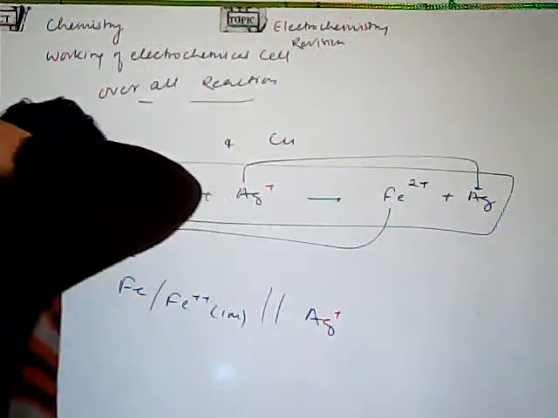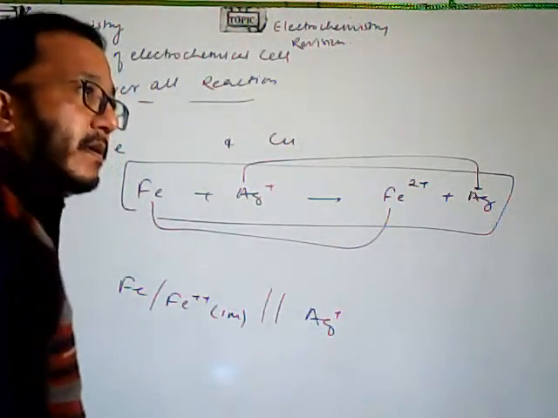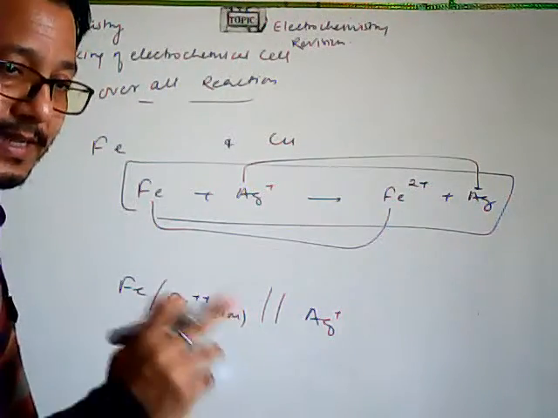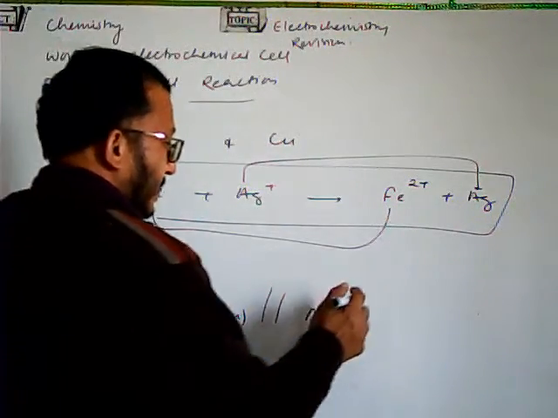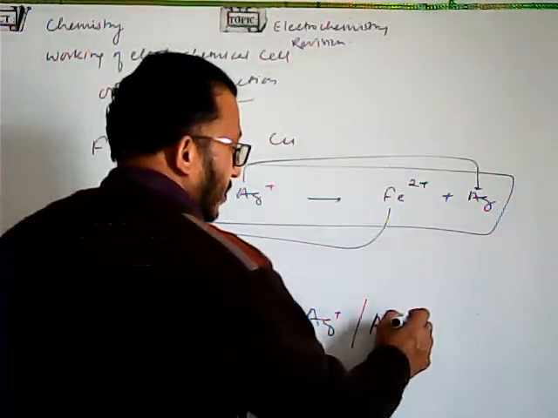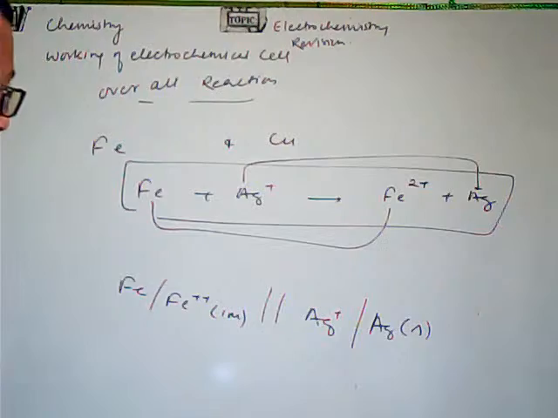Balancing of the equation is not required here. But when you have to find out the Nernst equation, in that case you will have to find out the exact number of electrons also. Ag plus is getting converted to Ag solid. This is how the cells are represented.